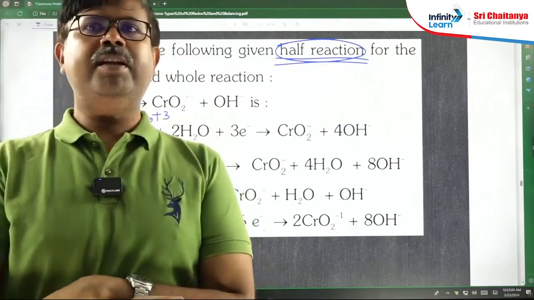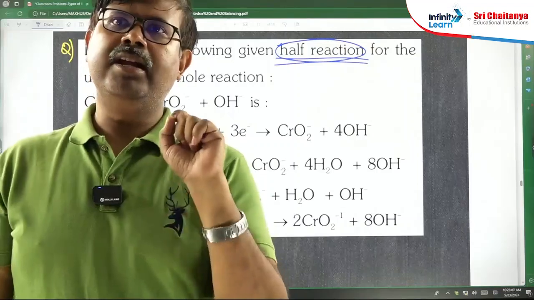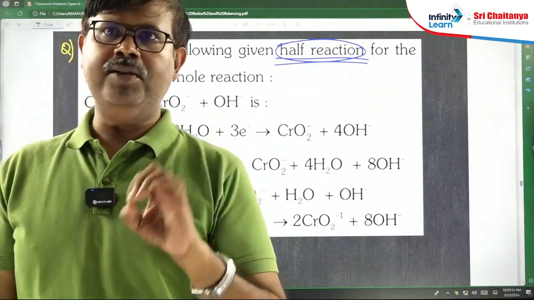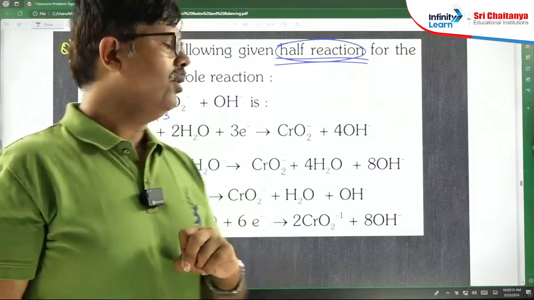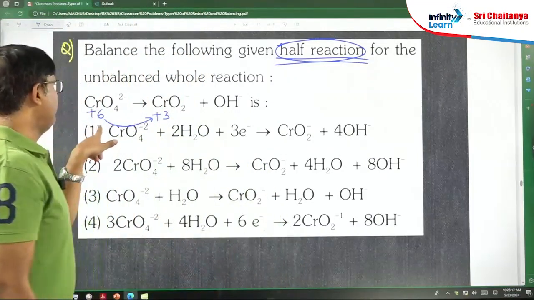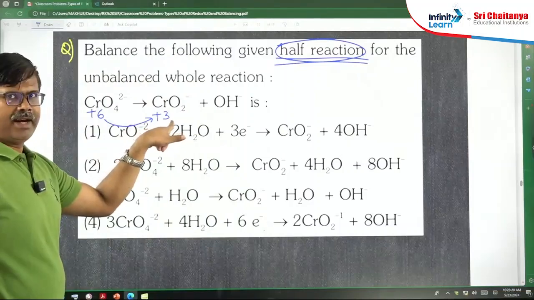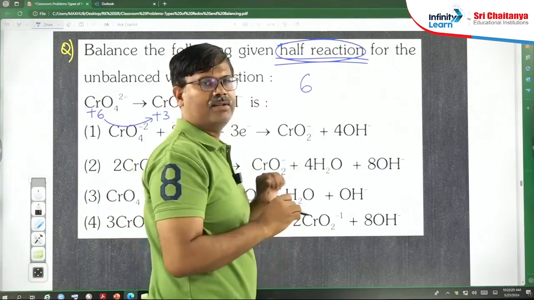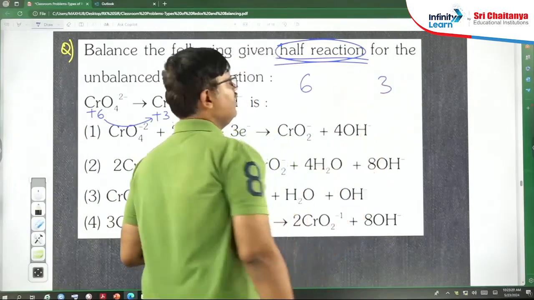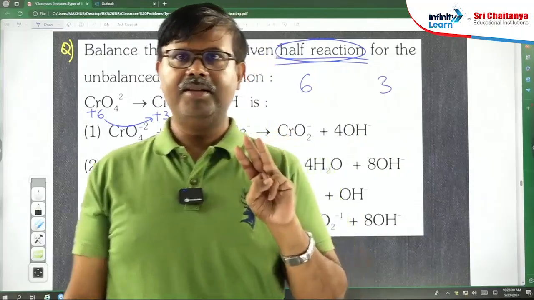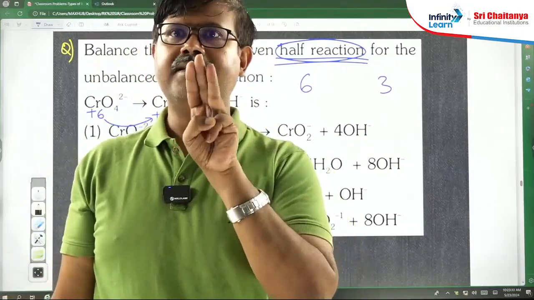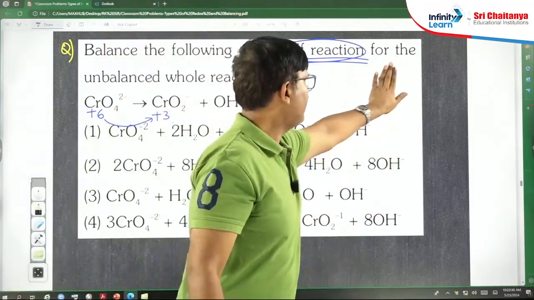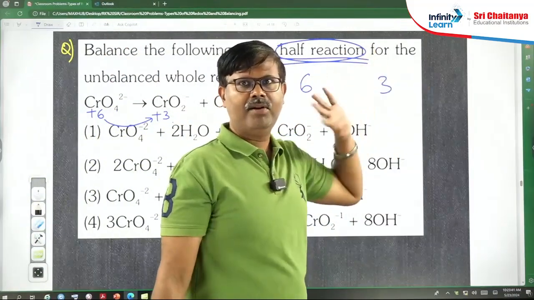Now tell me, do electrons have a negative or positive charge? Negative. Electrons have negative charge. Suppose we add electrons to the right side. On the left side, what is the oxidation state? Plus 6. Right side, 3. If you are adding 3 electrons, you are adding minus 3, because electrons have negative charge. If you add minus 3 on the right side, it will become 0. Balance will not be achieved.